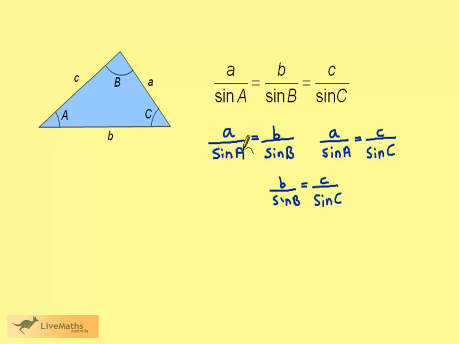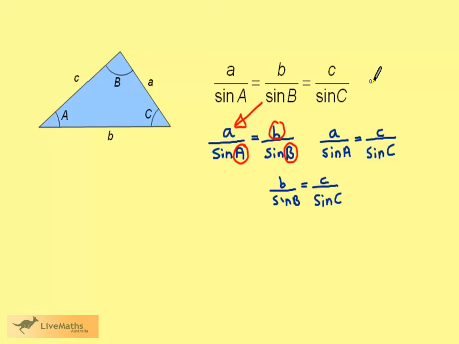If we know any three pieces of information, we can use the equation to work out the fourth. For example, we might know the angle A, the angle B, and the length of the side that we've marked b. If we know these three things, we can use the equation to work out the length of the side marked a.